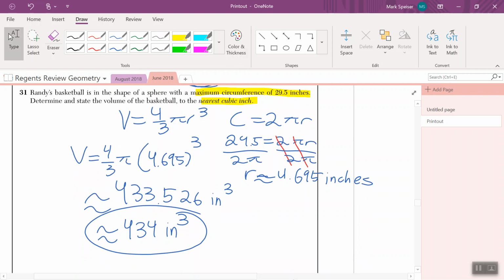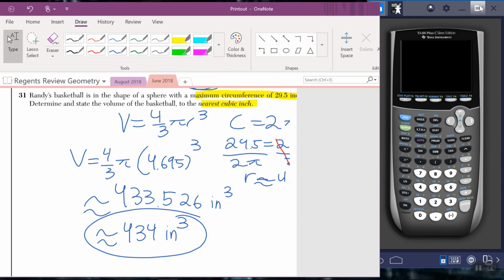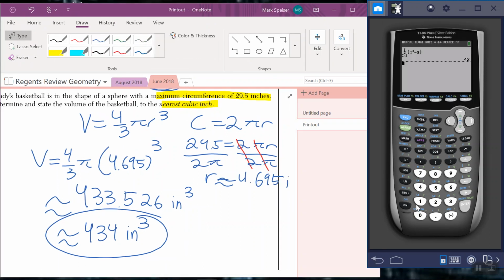Let's just make sure that our calculator and everything works out. So we take 29.5 divided by 2 pi, let's actually do it as a fraction, and store it in Alpha Y. 29.5 over 2 pi gives 4.695. Now plug it into the volume formula.